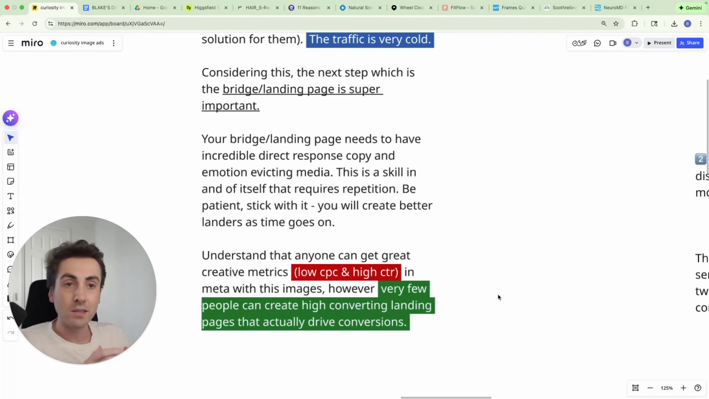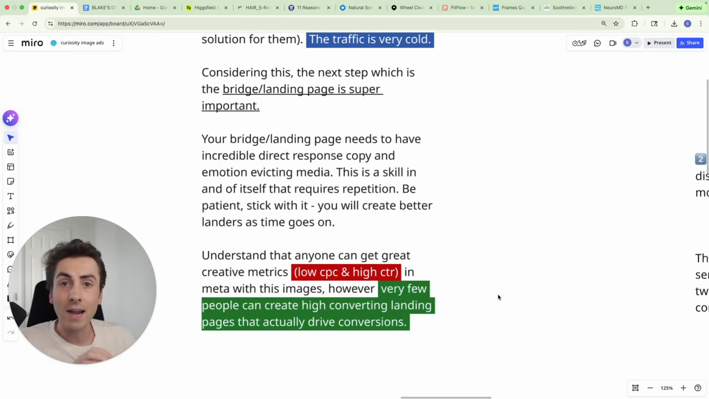We have to send this to a bridge page, which is essentially the same thing as a landing page. But this page will have incredible direct response copy and emotion evoking media, right? This means copy that's really good and connects with the avatar, the text on your advertorial, listicle, landing page, that type of thing. But also the media, the assets, the GIFs, the photos, the videos. They need to evoke emotion. They need to be relatable. It needs to be clean.